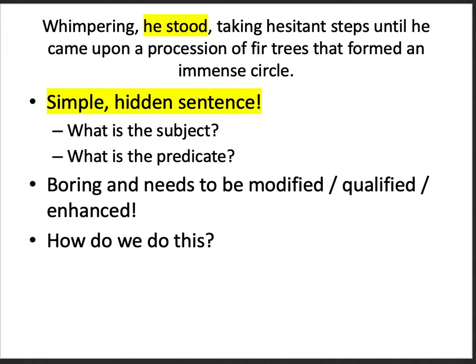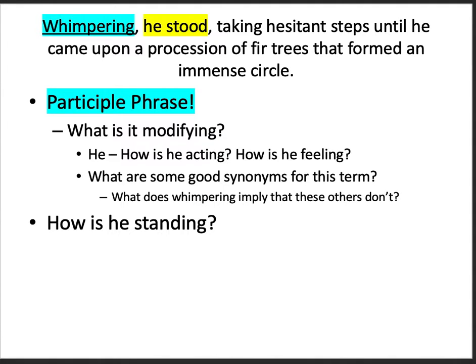So I start off by identifying the simple hidden sentence, which is just "he stood," with a subject of "he" and a predicate of "stood." That's the action. And this is boring. It needs to be modified, qualified, enhanced, whatever you want to say. And how do we do this? Well, we do that with participles.